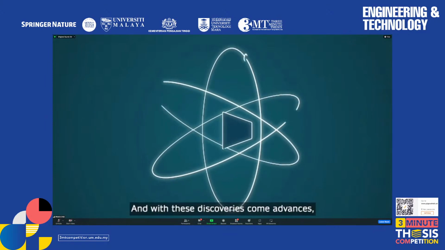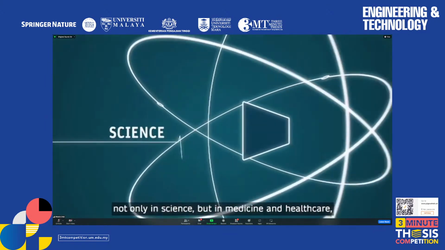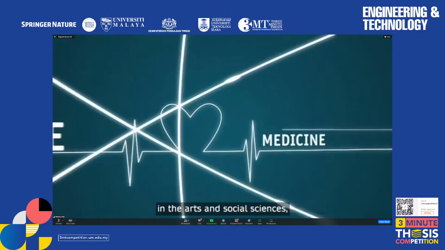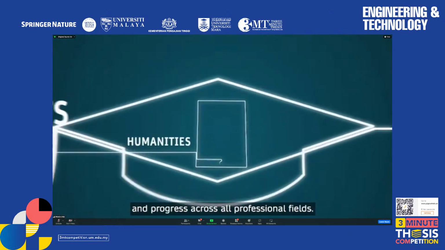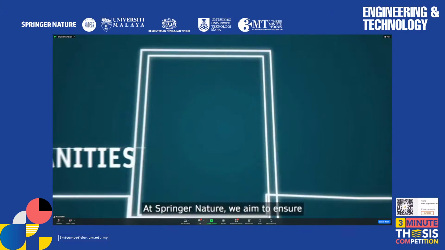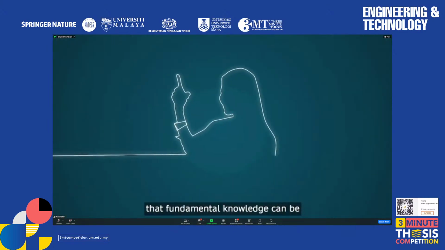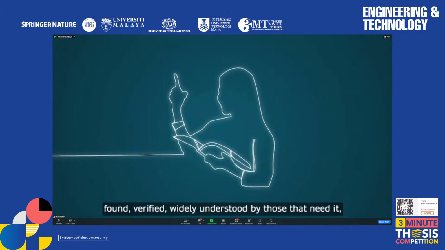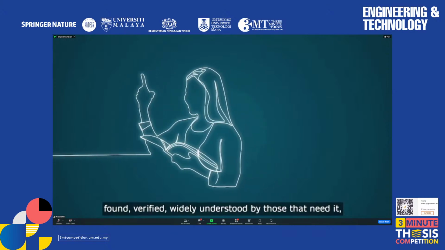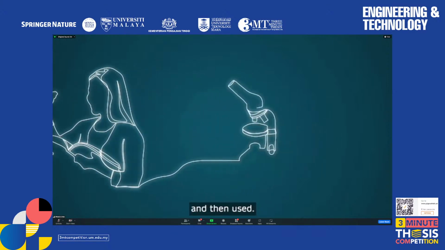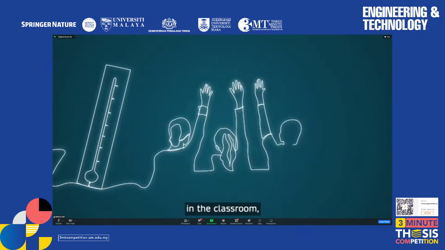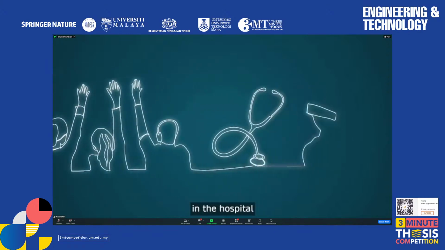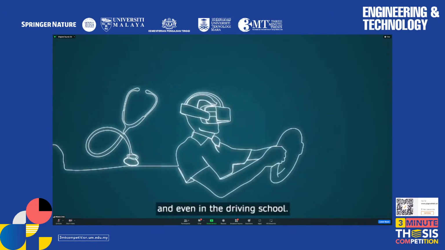And with these discoveries come advances, not only in science, but in medicine and healthcare, in the arts and social sciences, and progress across all professional fields. At Springer Nature, we aim to ensure that fundamental knowledge can be found, verified, widely understood by those that need it, and then used. In the laboratory, in the field, in the classroom, in the hospital, and even in the driving school.